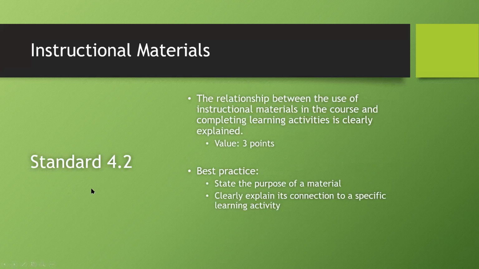Standard 4.2 is a 3-point value, which means it's essential. And it says that the relationship between the use of instructional materials in the course and completing learning activities is clearly explained. For best practices, you want to state the purpose of the learning material. So perhaps if students have to read the textbook, you might want to add to the quiz that this is for chapters 1 and 2. That's what this quiz covers. You want to clearly explain the connection between the material and a specific learning activity.